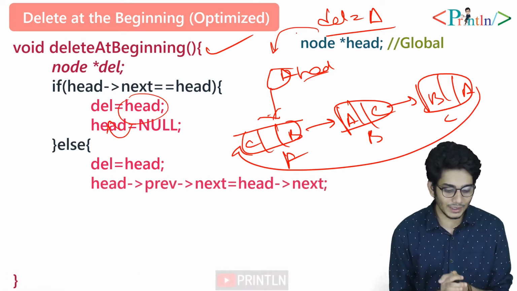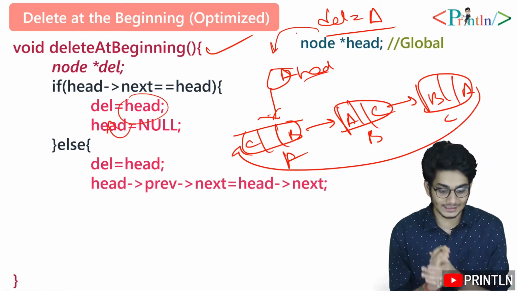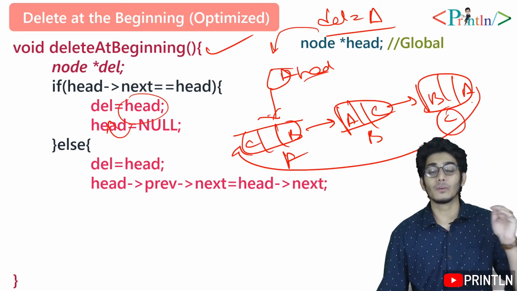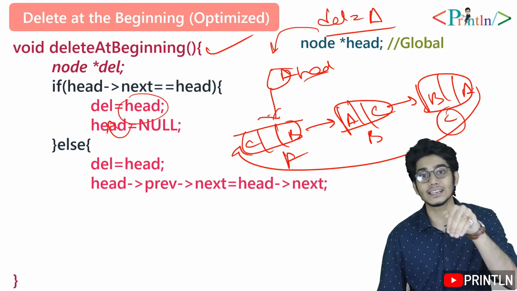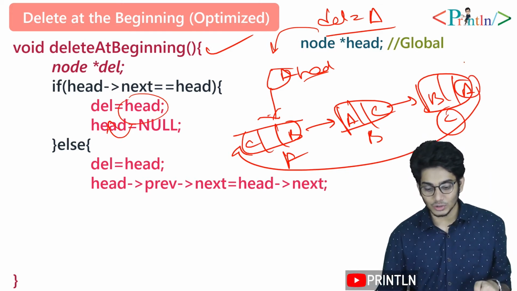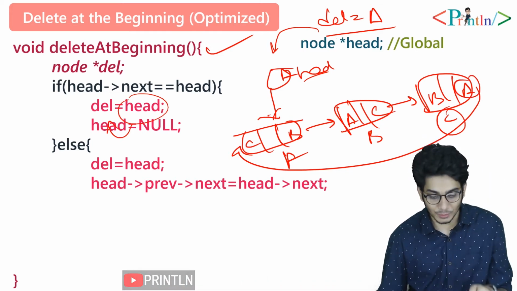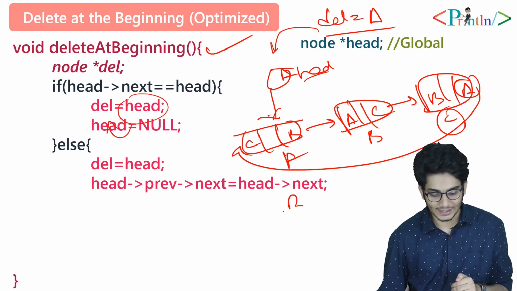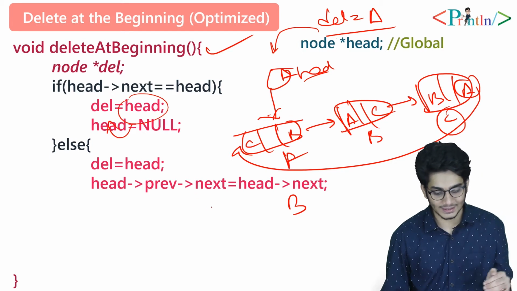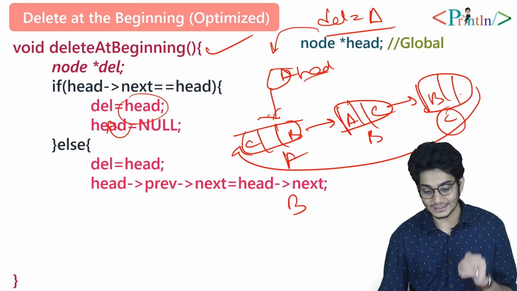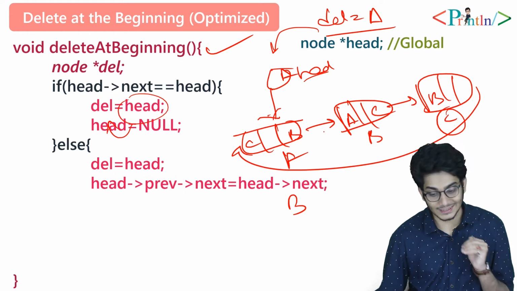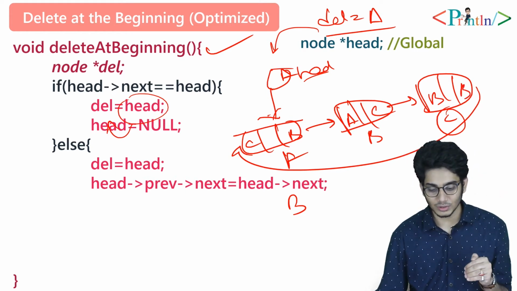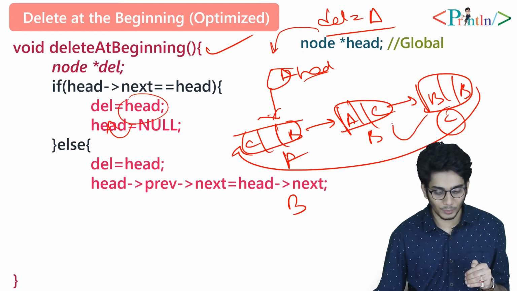Now we'll put head prev next equals head next. What is head prev? Head prev is C. What does head prev next contain? It contains A. So we have to remove this A and put B over here, that is head next. What is head next? That is B. Currently our head prev next contains A. We'll put head next over here. What is head next? That is B. So it means this node will point to this node.